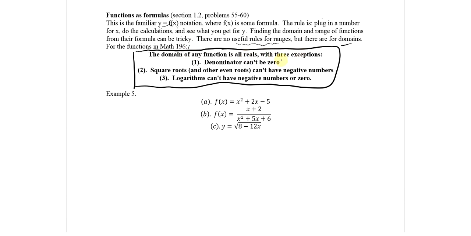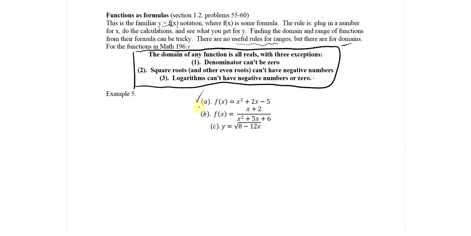1, if a function is defined as a fraction, the denominator can't be 0. 2, square roots and other even roots like 4th roots or 6th roots or 8th roots can't have negative numbers inside of them. You can't take the square root of minus 1, for example. You can take the cube root of minus 1. Odd roots can have negative numbers, but not square roots or even roots. 3, logarithms, which we'll see in section 2.5 and 2.6, you can't put negative numbers or 0 inside of a logarithm.